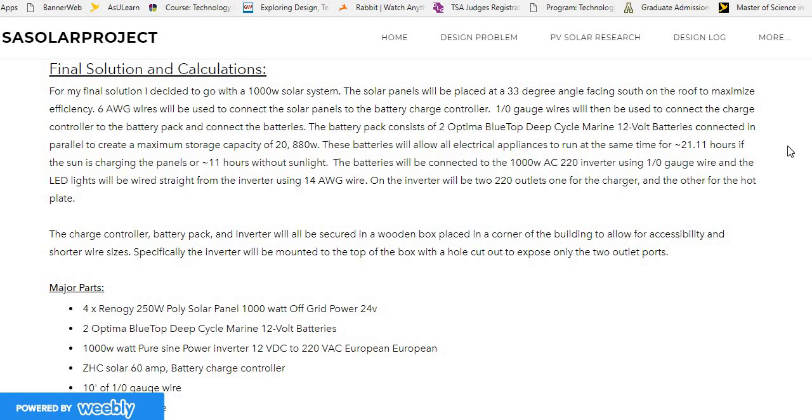The battery pack consists of 2 Optima Blue Top Deep Cycle Marine 12-volt batteries connected in parallel to create a maximum storage capacity of about 20,000 watts. These batteries will allow all electrical applications to run at the same time for about 21 hours if the sun is charging the panels, or about 11 hours without sunlight.